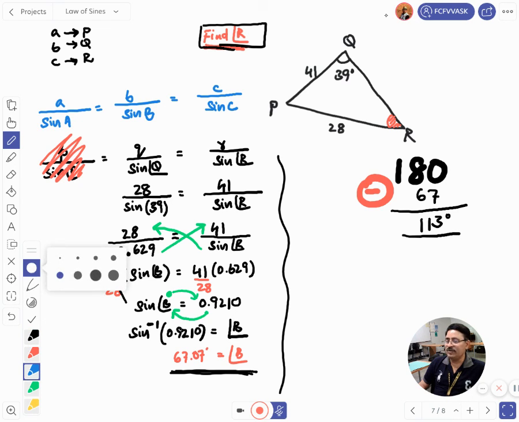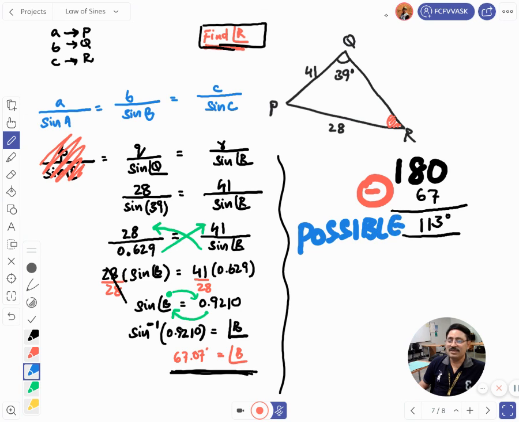Please don't get confused. Sometimes some questions may have two answers. The second answer, the calculator will not give you. The second possible angle you have to compute by subtracting from 180 degrees. When to subtract from 180 and when not to, I'll explain in my next session clearly by giving more examples.